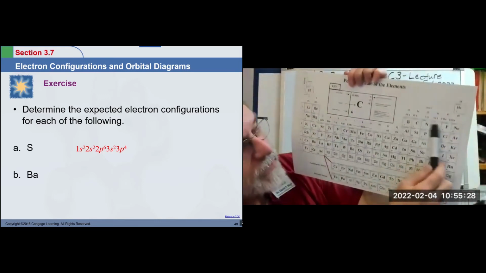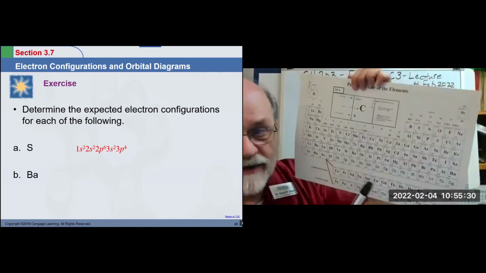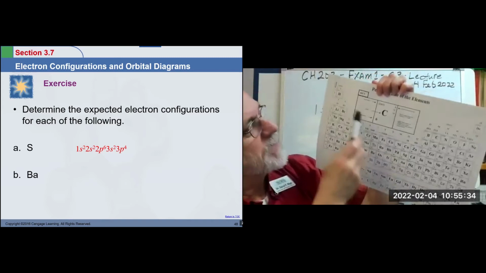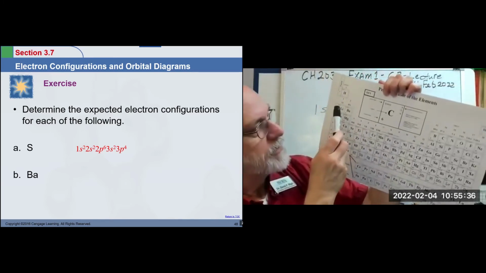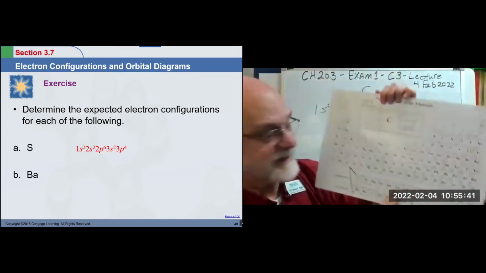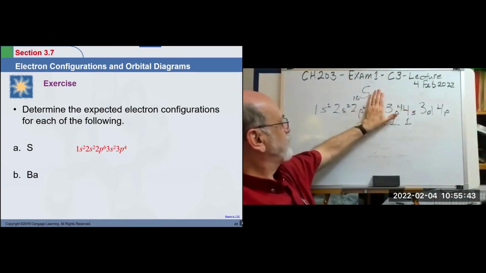What if you get over here to neon, a noble gas? It doesn't react with anybody. What does neon look like? Well, neon is going to be 1s2, 2s2, 2p6. That would be neon right there.